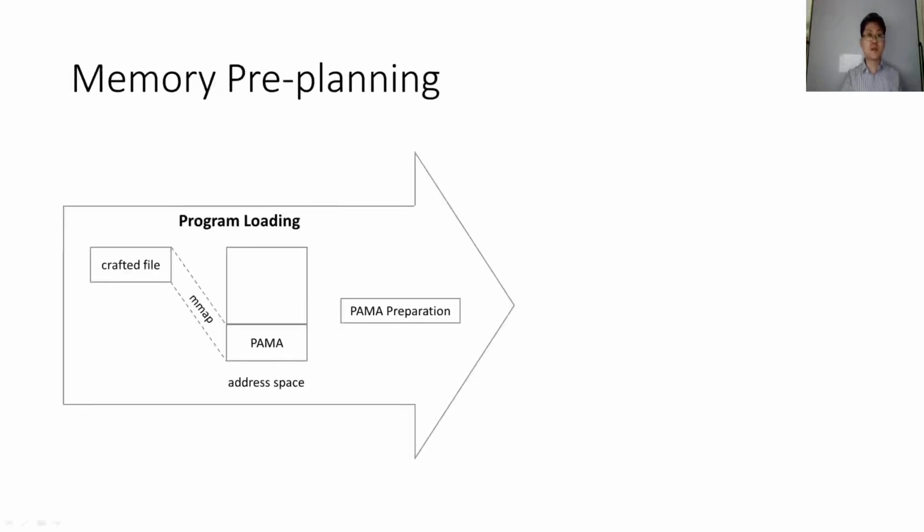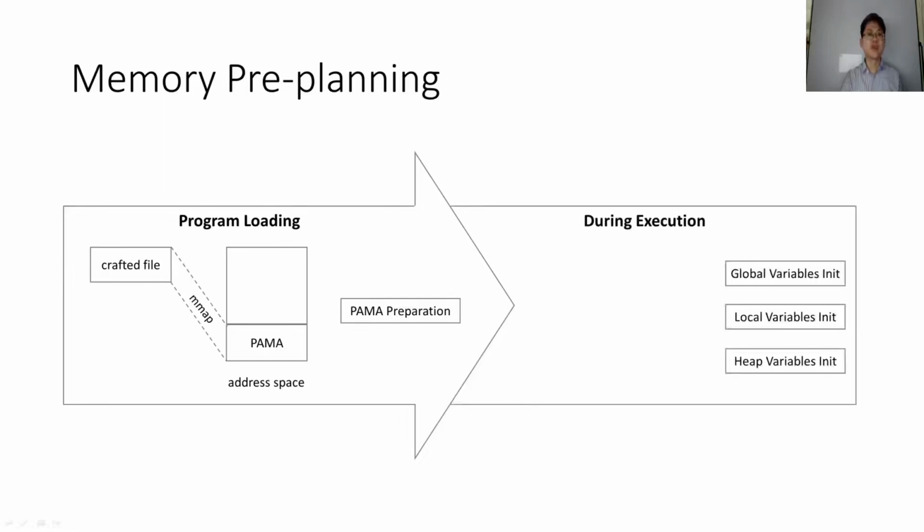When a program is loaded, a pre-allocated memory area, or PAMA for short, is prepared by invoking the mmap system call to map a file to the program address space. The file content is randomly generated in a way to minimize the chances of pointers pointing to unallocated space, which I will explain later.